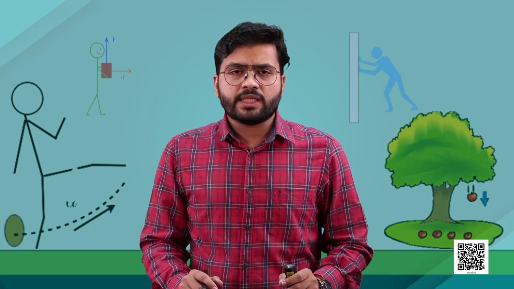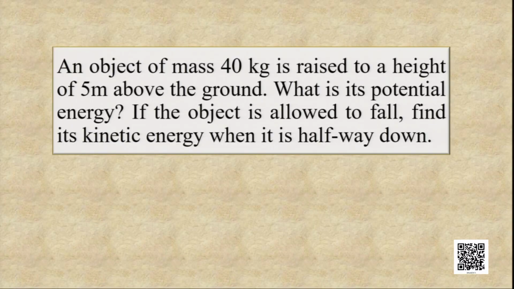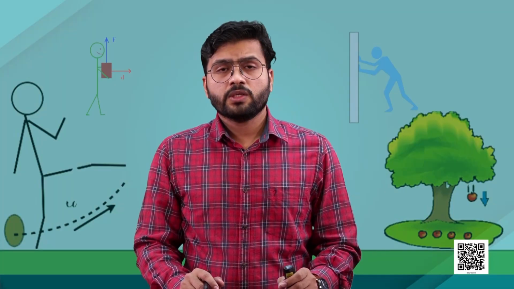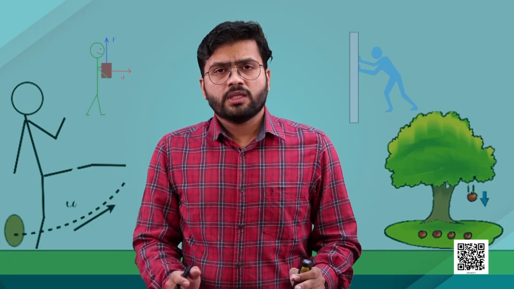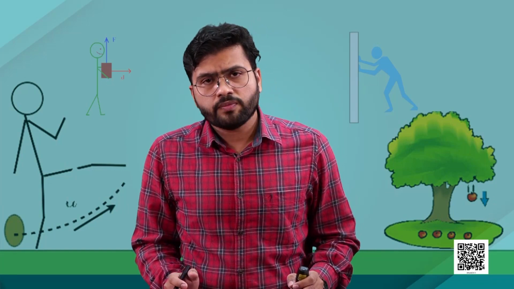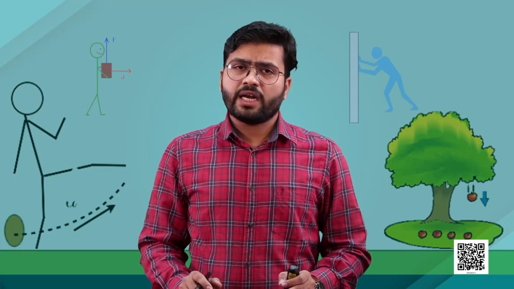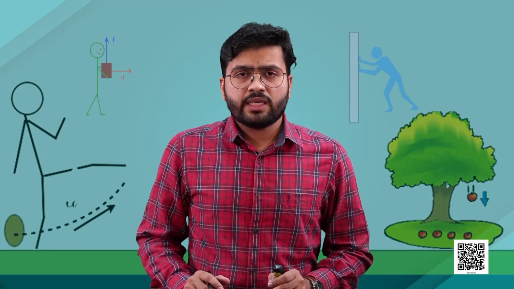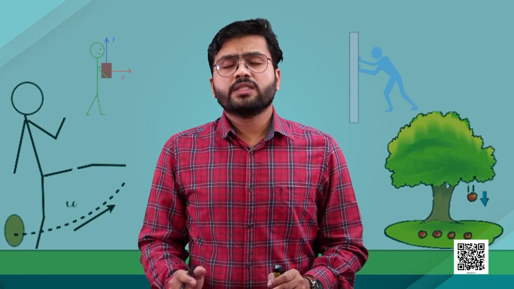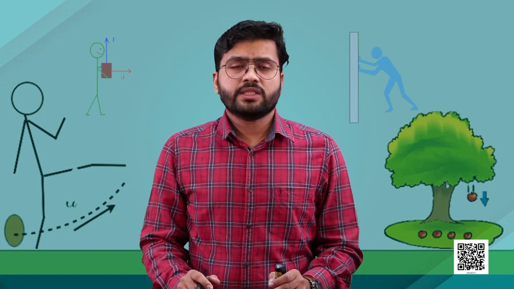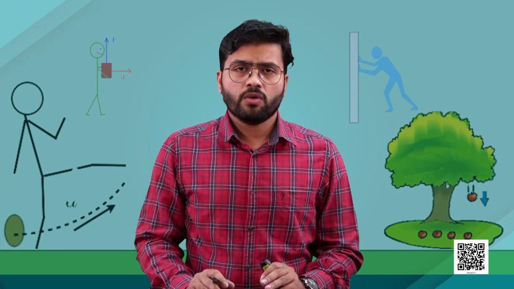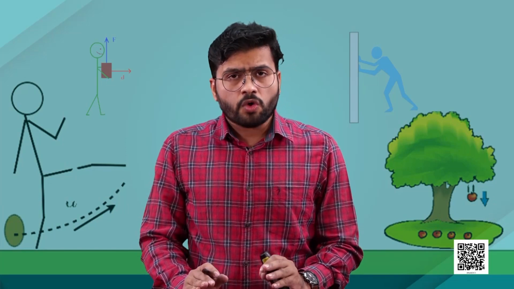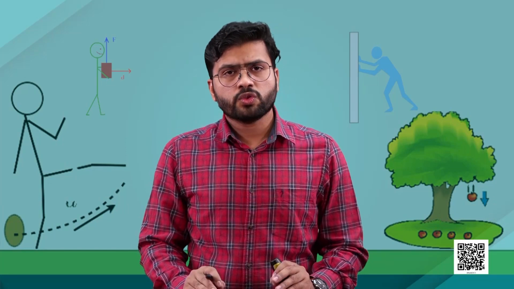The next part of the question says, if the object is allowed to fall, find its kinetic energy when it is halfway down. So here, when the ball is allowed to fall, that fall can be called a free fall, that means under the action of gravity. So the acceleration that we will take here is g, acceleration due to gravity, that is 10 meter per second square. For the calculation, we will assume that. So all of you can give a try to solve.